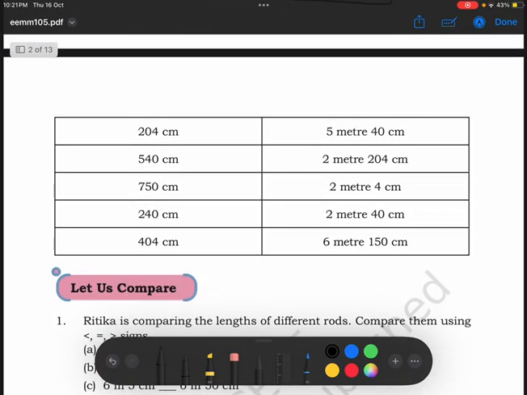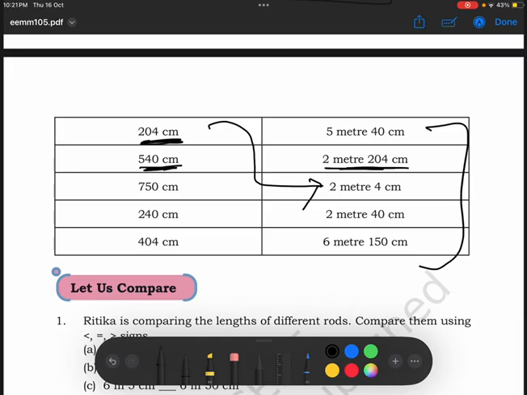Now we have to find out the pairs. Like 204 centimeter will be equal to what among these? So 204 centimeter will be, my dear student, this one, 2 meter and 4 centimeter. As you can see, there is 2 meter and 204 centimeter, so don't get confused with this, you have to match the correct one. Next is 540 centimeter. So this is 540 centimeter.